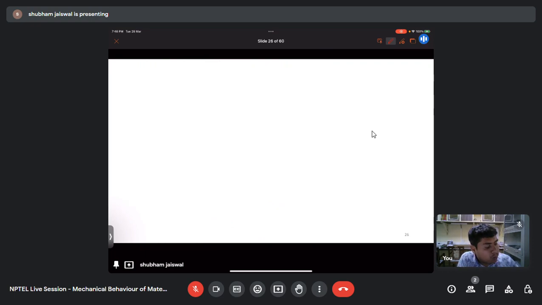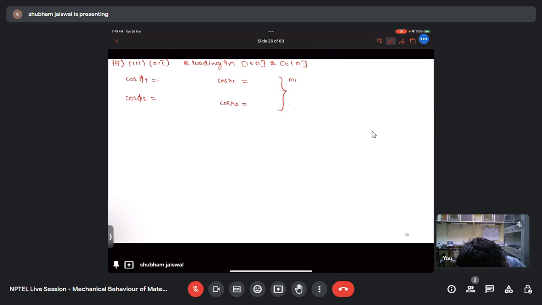Now, if you move towards the third part, they have given one plane and 011 bar as the slip direction, and loading in 100 and 010. Here also you need to find out cos phi 1, cos phi 2, cos lambda 1, cos lambda 2. So this will give you M1 and M2. Now you know M dash is equal to M1 minus M2. So now try to figure it out.